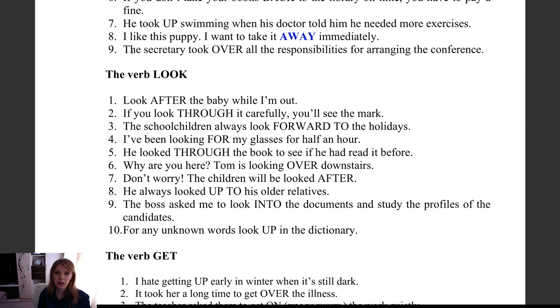Point number one. Look after the baby while I'm out. Look after in the meaning take care of. Заботиться, присмотреть, babysit. Yeah? Number two. If you look through it carefully, you'll see the mark. Look through in the meaning to look through, просматривать, да? Проглядеть.